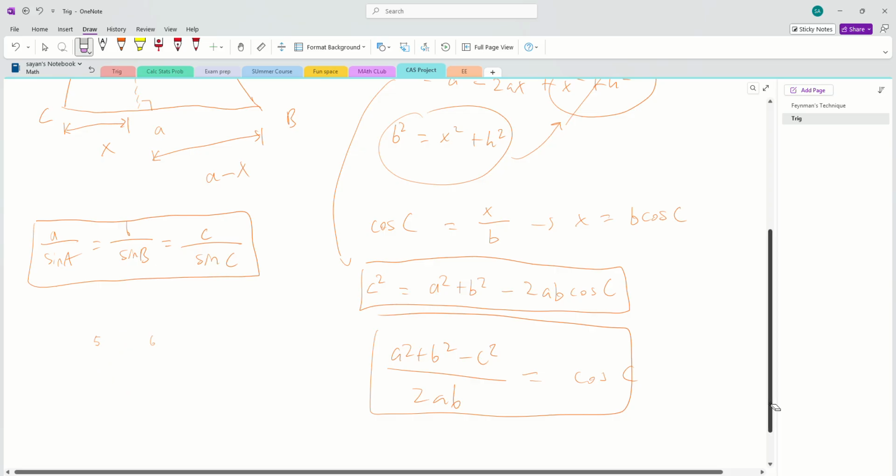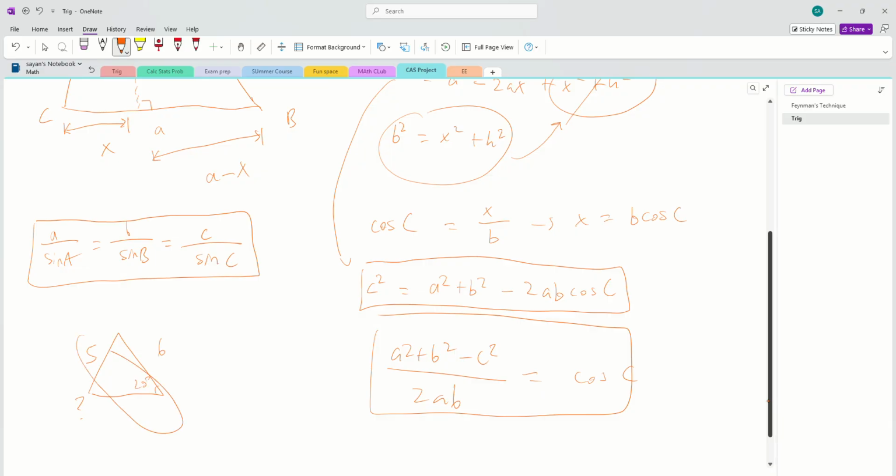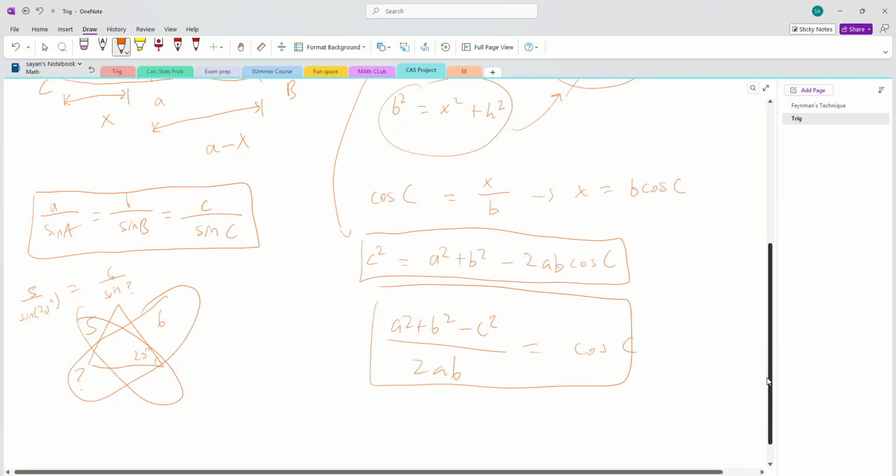So where would sine law be useful? Well, let's say I knew this was 6, I didn't know this, I knew this was 5, and I knew this was 20 degrees. This corresponds to this. 5 over sine of 20 degrees is equal to 6 over sine of question mark. And then you can just isolate for the question mark using basic algebra.